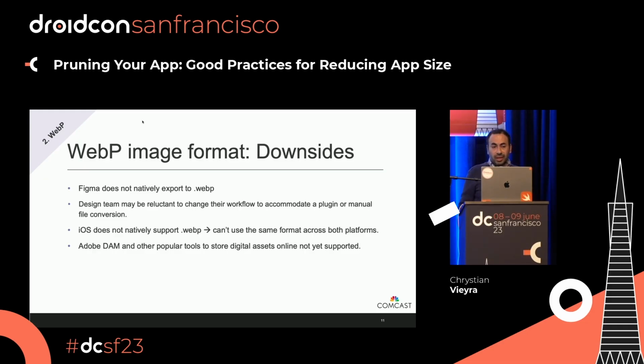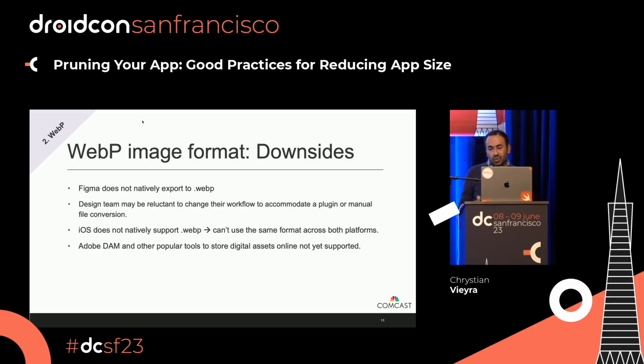WebP does have some downsides. Figma, the tool that many of your design team uses for creating imaging, does not natively export to WebP. So your design team may be reluctant to change their workflow just to provide you WebP files. They will have to install a plugin or do a manual conversion. Also, iOS does not natively support WebP. So you cannot use the same format across both platforms.